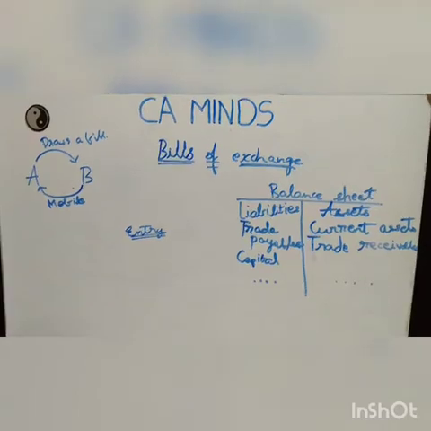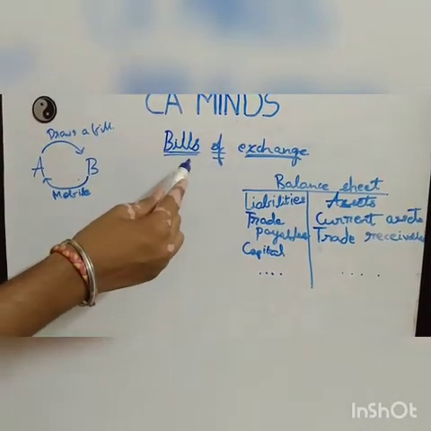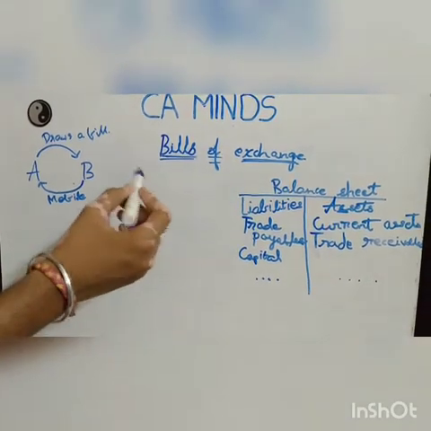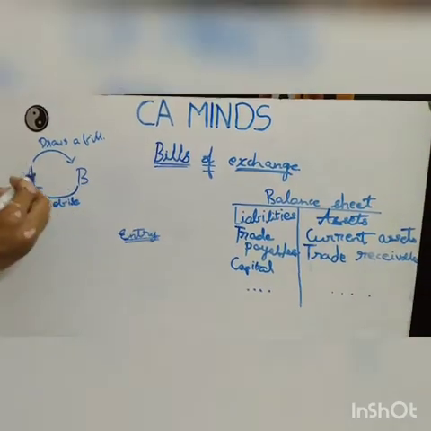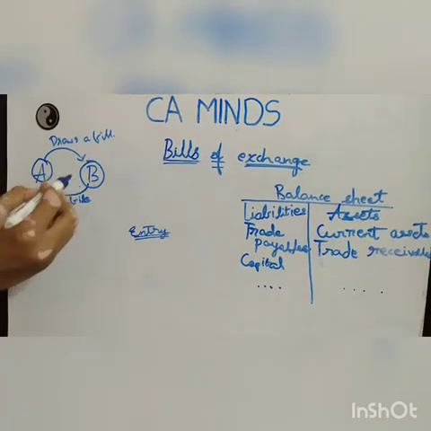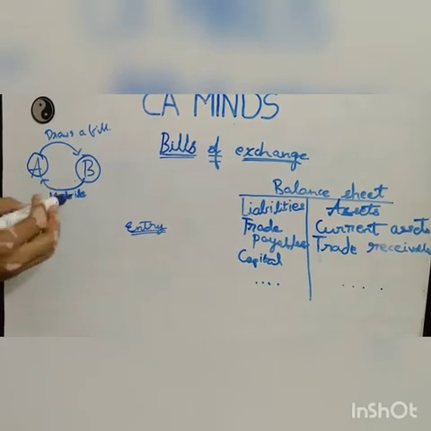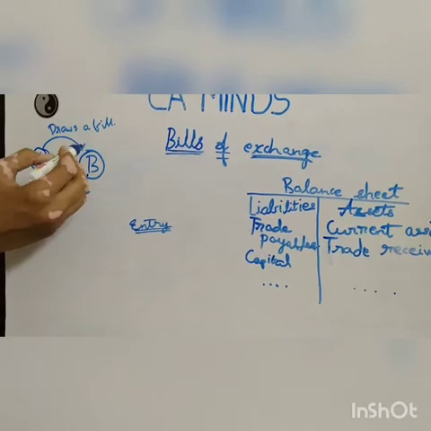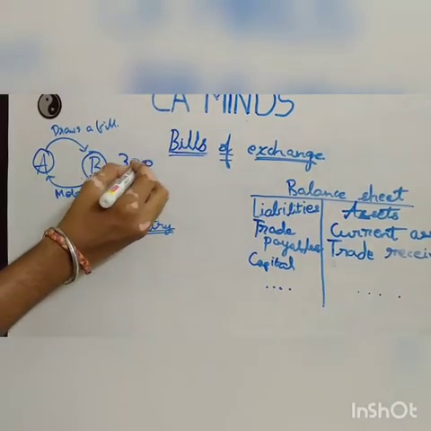Today we are going to learn about bills of exchange. A bill is an instrument which can be drawn by a person and can be endorsed by a person. So let us take an example. A is the seller and B is the buyer. B comes to A's shop and purchases a mobile on credit. So A draws a bill on B for an amount of 30,000.